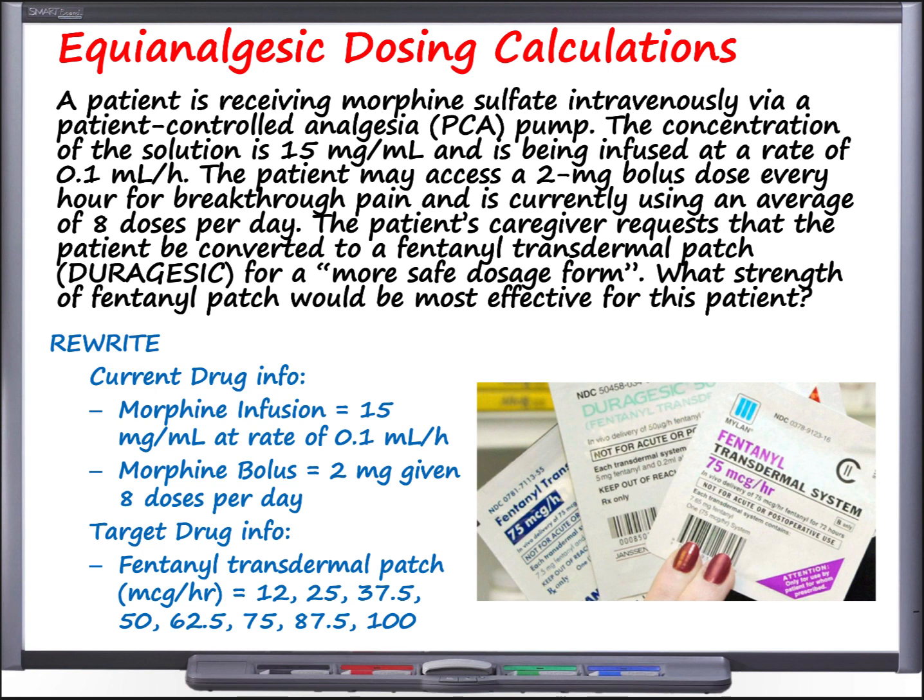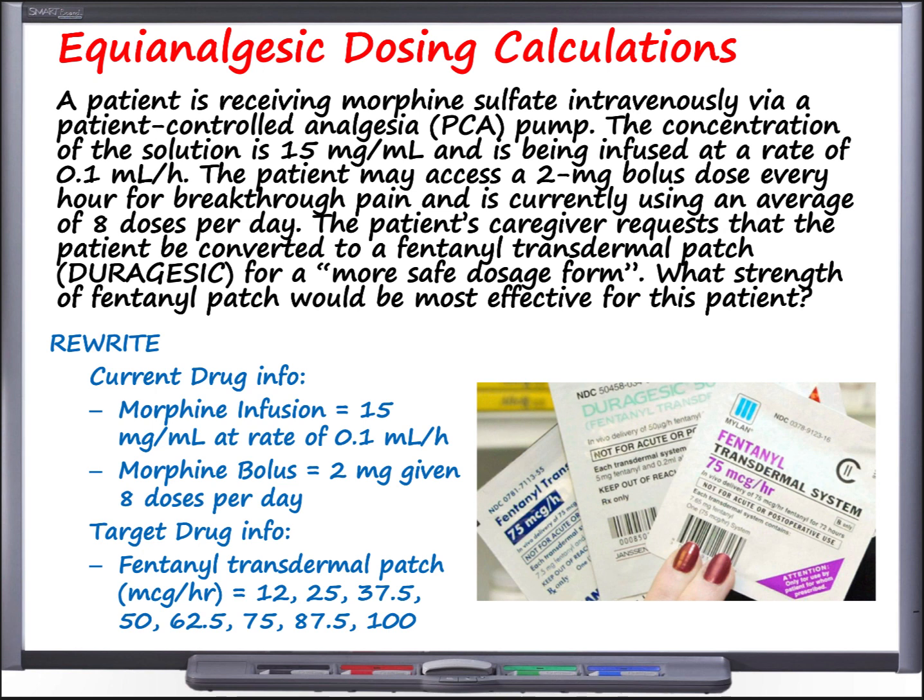The patient's caregiver, probably a family member, maybe a spouse, requests that the patient be converted to a fentanyl, different opioid drug, but in the form of a transdermal patch, the brand name of which you may have heard is called Duragesic, because they feel it is a safer dosage form. It's certainly easier to administer than having to give an IV infusion. So the question is, what strength of fentanyl patch would be most effective for this patient?